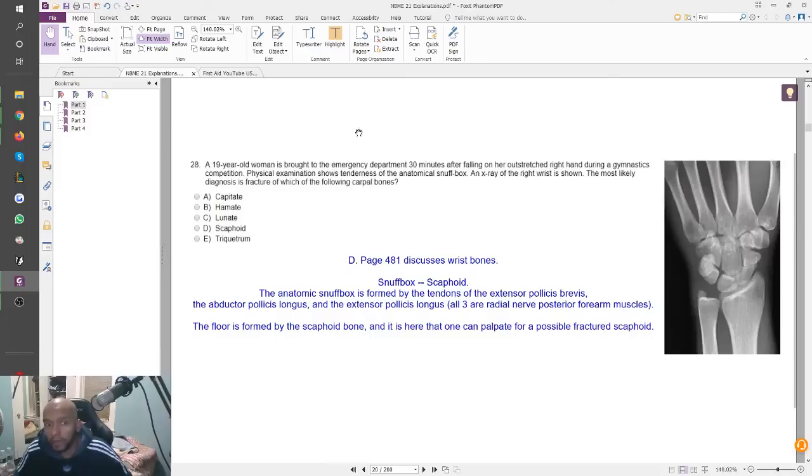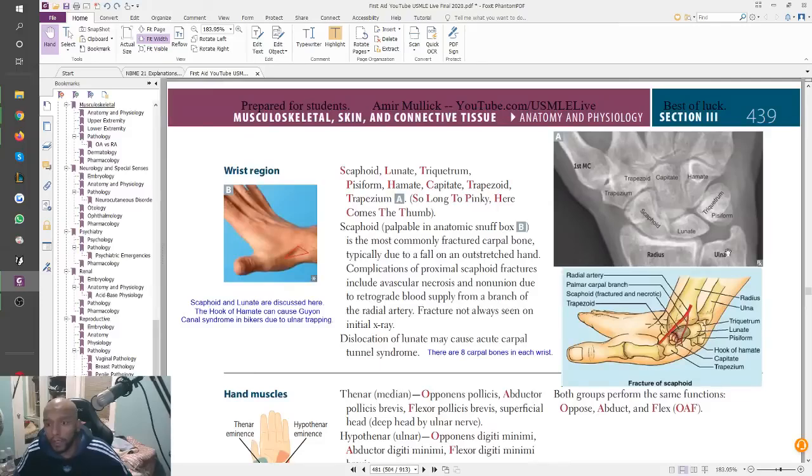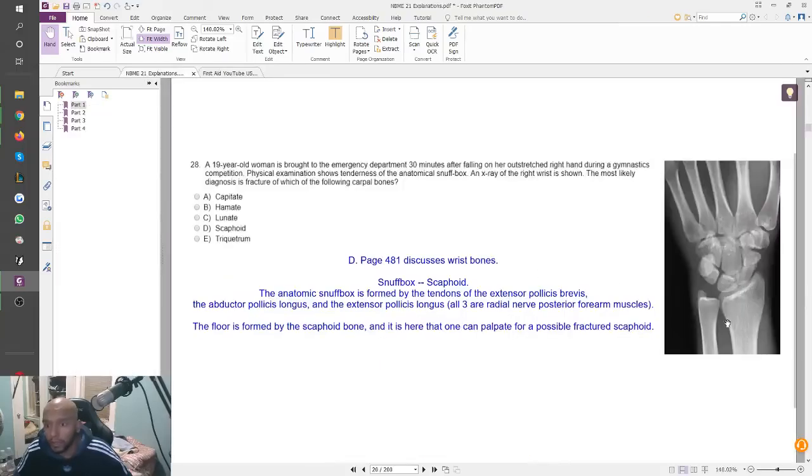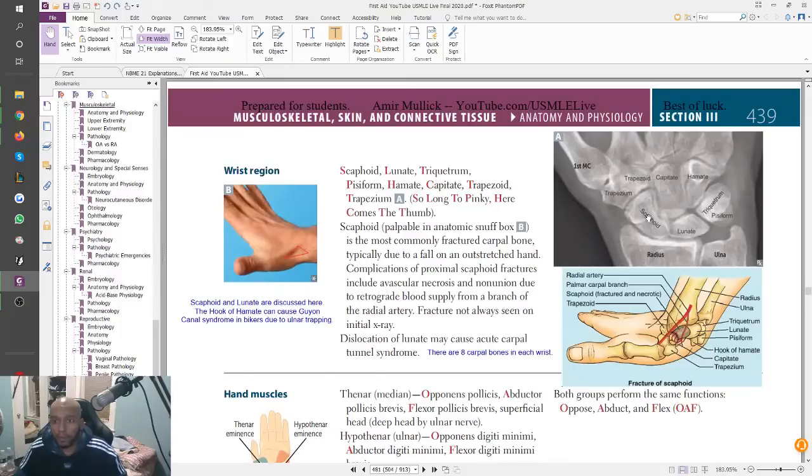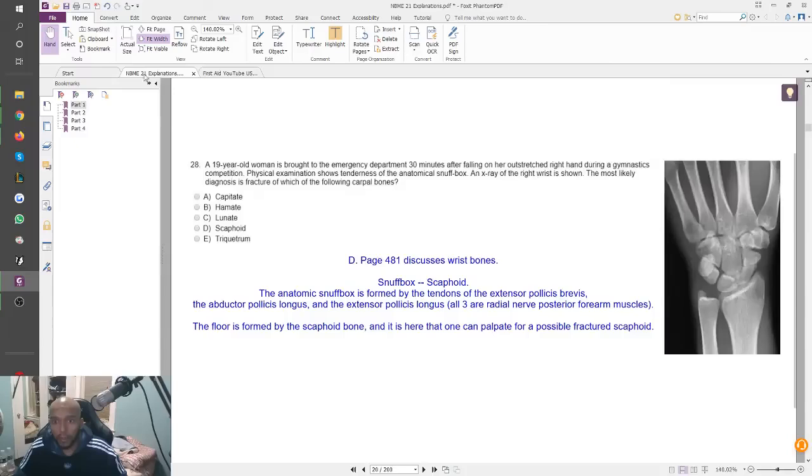And here you would do the same thing, so long to pinky, here comes the thumb. You know this is your radius and the ulna, so you know this is your radius, the bigger one. Right, so you start from the radius part. Remember that the radius is the part where the thumb is, right? So you would go from here, so long to pinky, here comes the thumb, right? And by doing so, you'd be able to figure out the naming of the bones.